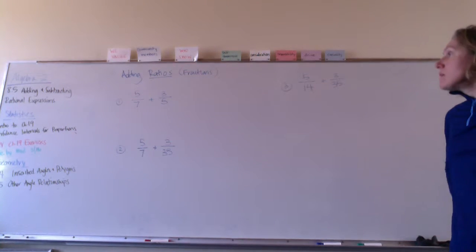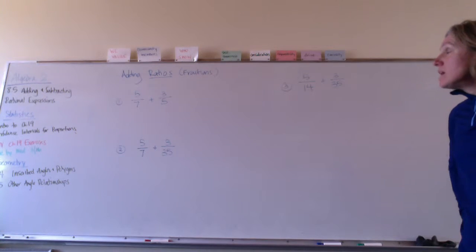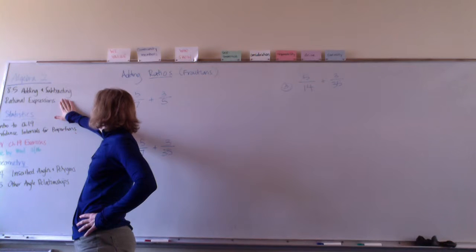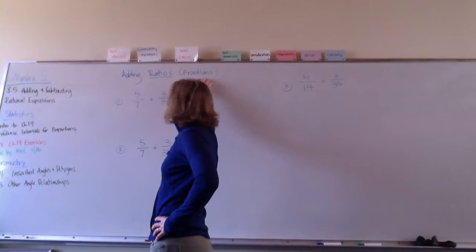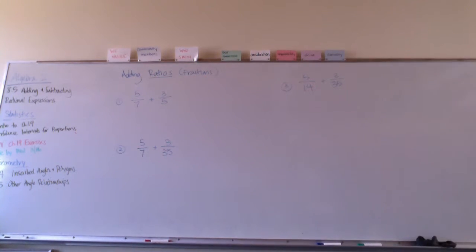All right, so we'll give this a go. You write them down one at a time. So title it. It is 8.5, adding and subtracting rational expressions. I'm calling this adding ratios, otherwise known as fractions. Just to have you warm up and remind you why we're about to do what we're about to do with rational expressions.